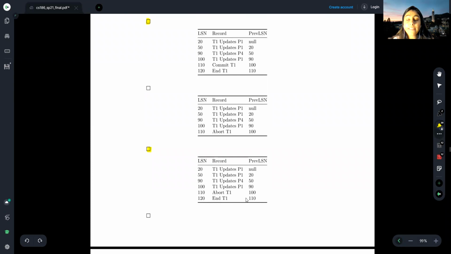T1 could have aborted and then ended. This is also a viable answer. The abort record happening and ending does not have any requirements for those records being flushed to the disk. That's only for the commit. Once it is ended, we need those updates to be flushed to the disk. So the fourth option is also a viable answer.